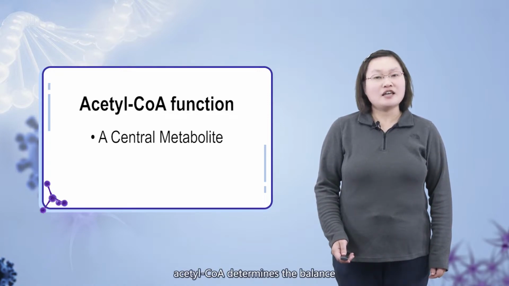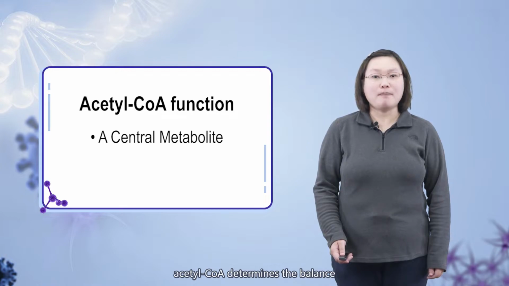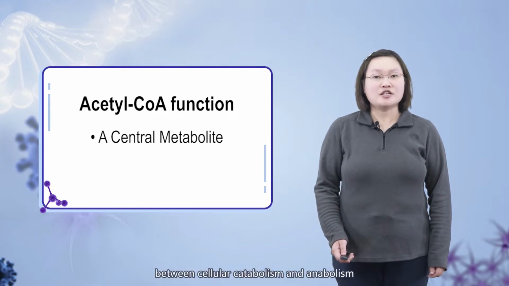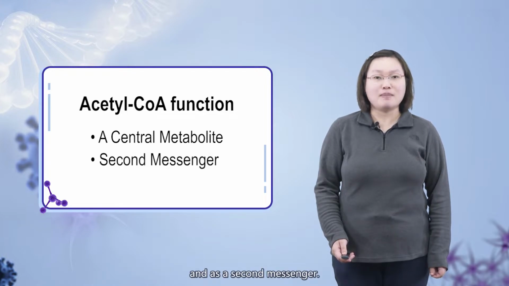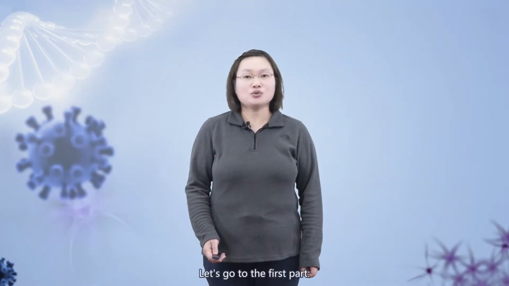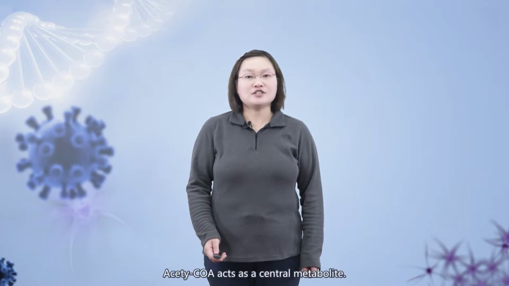Thus, acetyl CoA determines the balance between cellular catabolisms and anabolisms by simultaneously operating as a metabolic intermediate and as a second messenger. Let's go to the first part. Acetyl CoA acts as a central metabolite.